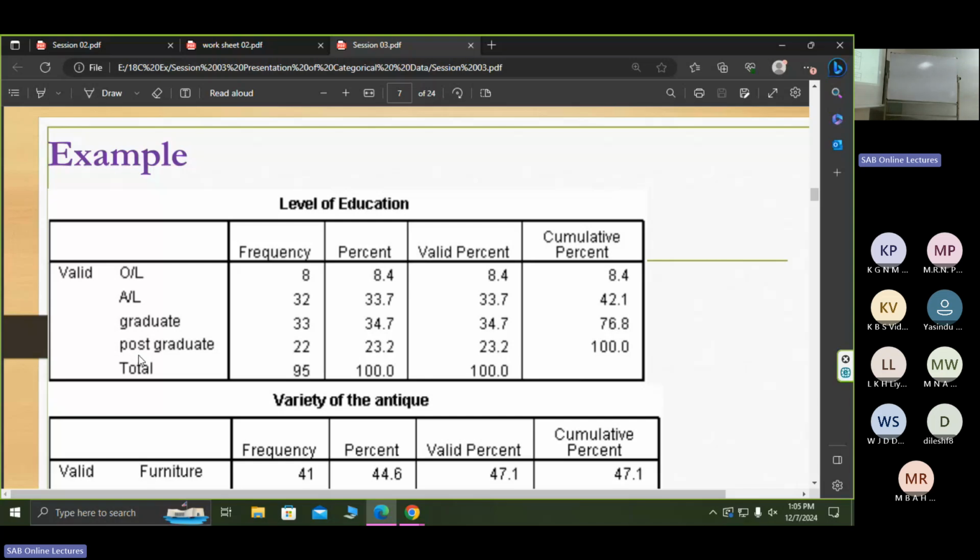Then the last one is 100. Finished? Then taking the postgraduate, the minimum qualification here is O level and the highest is postgraduate. Taking 100% of respondents, some are qualified O level only, some A level, some have a bachelor degree, and some have a master's or PhD. Is it clear? Then the other thing is how we interpret these results.